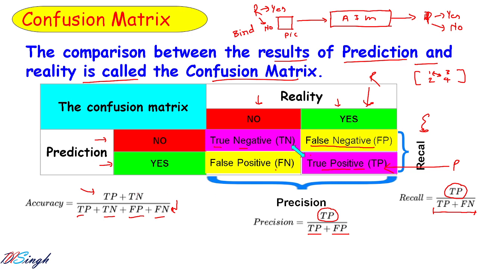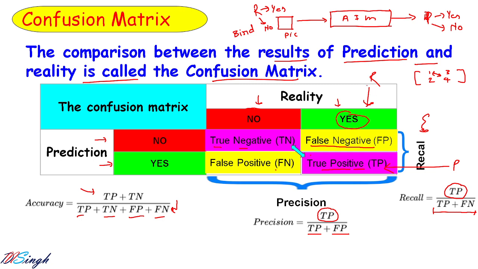I hope you are getting it. Give it a shot, and properly rewind the video and check. The numerator of accuracy is what? The principal diagonal, that is true positive and true negative. That's why we intentionally took no first and then yes second, so that these values come in a sequence where we can make some pattern out of it.